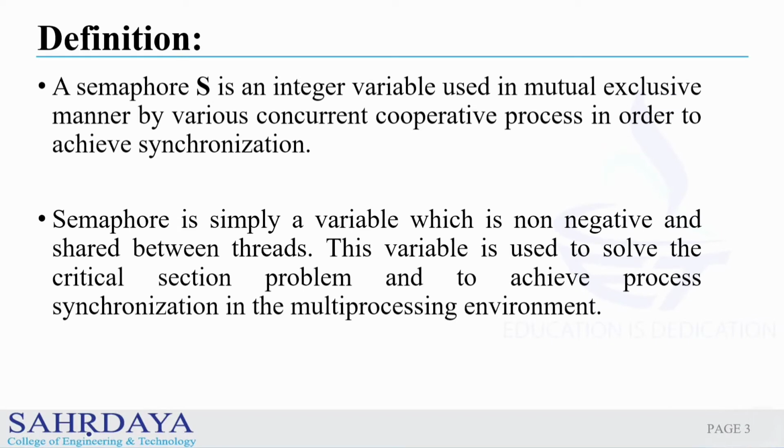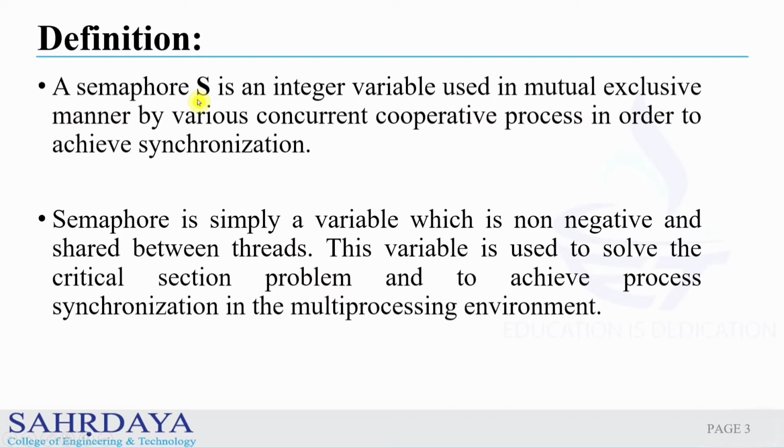A semaphore is an integer variable used in a mutually exclusive manner by various concurrent cooperative processes in order to achieve synchronization. A semaphore is simply a variable which is non-negative and shared between threads. The variable is used to solve the critical section problem and to achieve process synchronization in the multiprocessing environment.